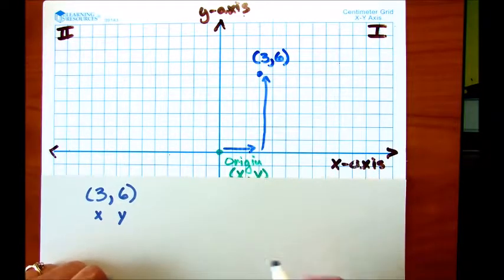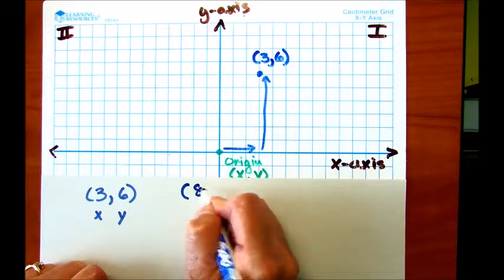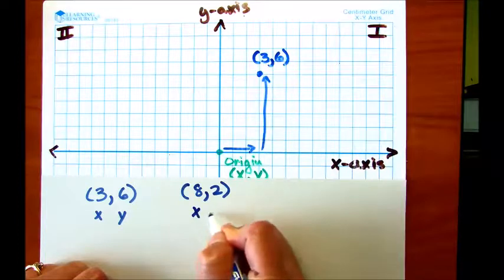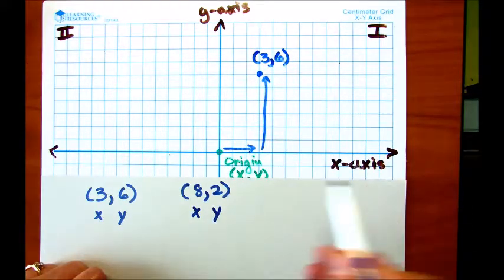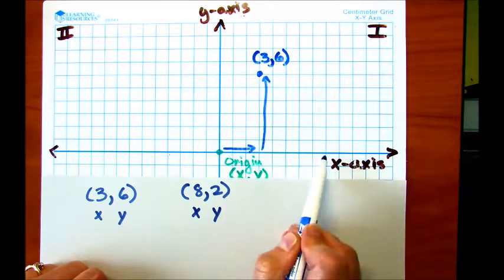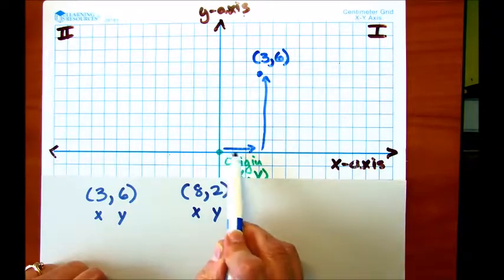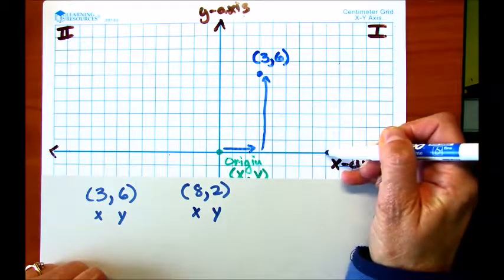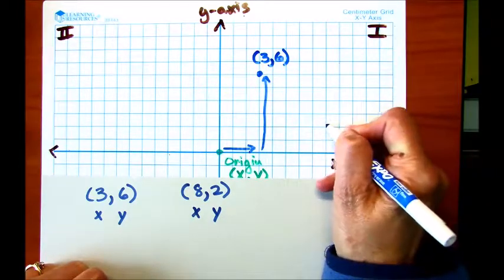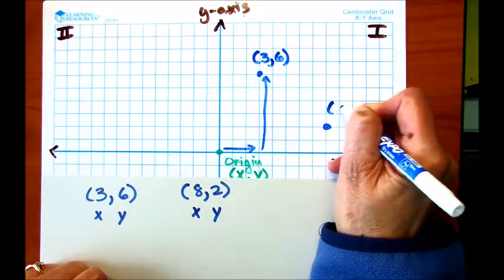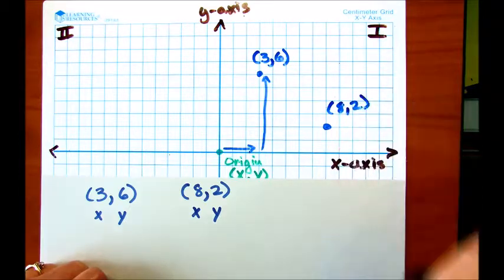Okay, let's try another one. Let's say we have (8, 2). Again, the 8 is the x value, the 2 is the y value. So I'm going to count out 8, and oftentimes these are labeled, but I'm going to just count them out. 1, 2, 3, 4, 5, 6, 7, 8. And then from this point I'm going up 2, because that's a positive 2, 1, 2. And then I'm going to write open parentheses, 8, comma, 2, close parentheses.